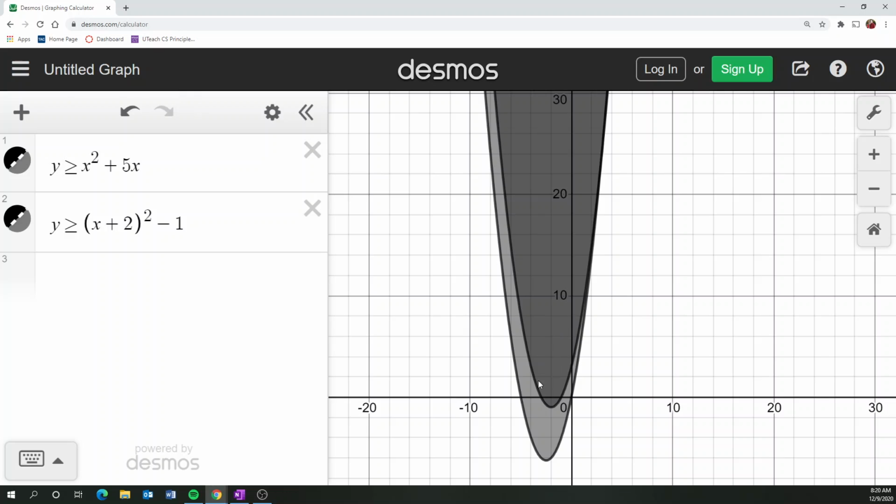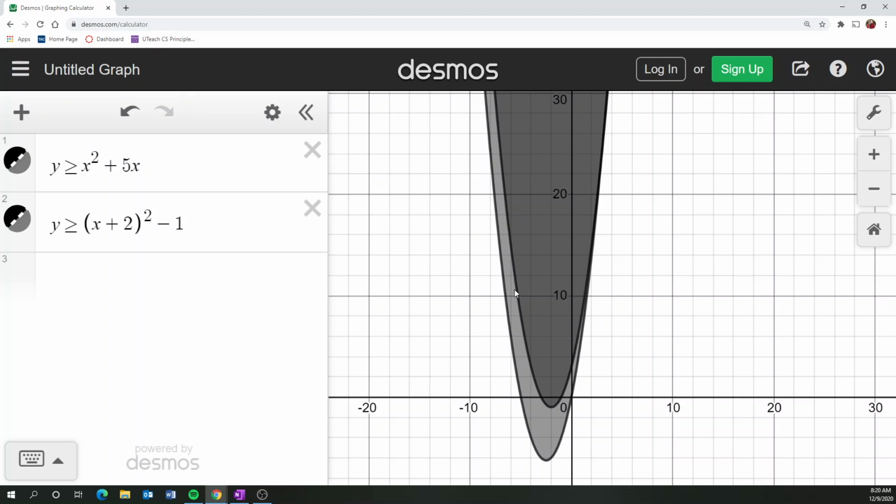So two solutions, maybe 0, 10 would be one, and even 0, 20 would be one. So there you go, two easy little points there. Looks like, let's see, is this 2? Yeah, these are 2, so -2, 0 would also be a point that's inside that double shaded area.